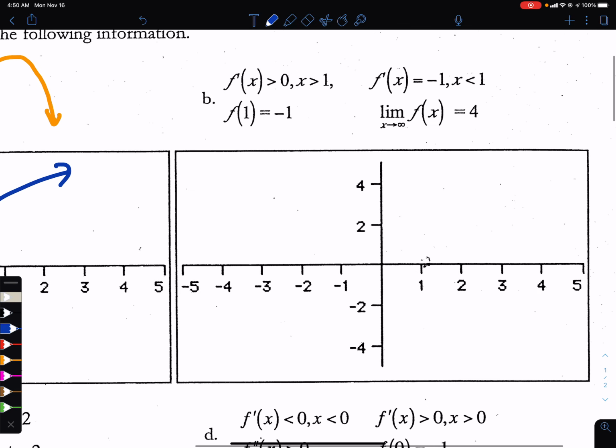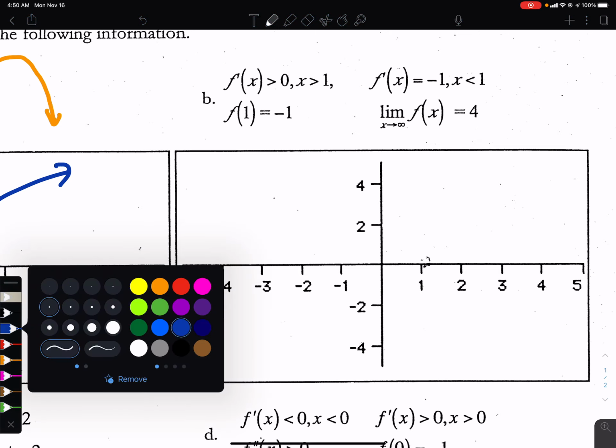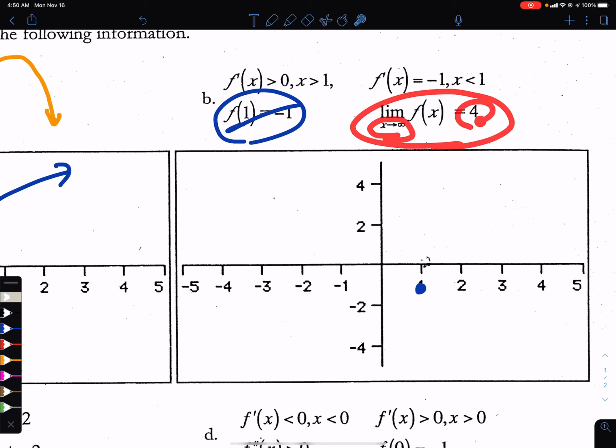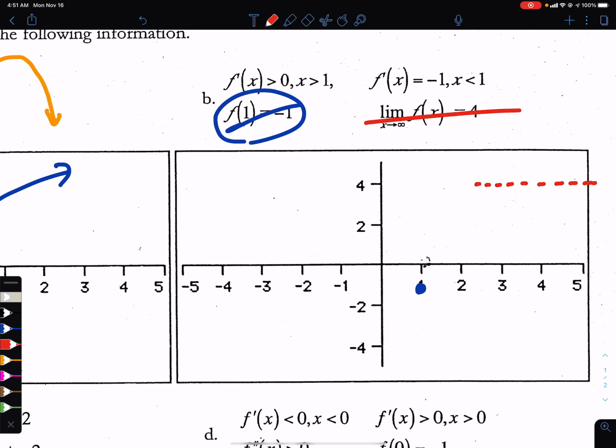Let's do the easy points. 1, -1. I can handle that. Whoa, that's not even close. Maybe I can handle that. 1, -1 is about there. So I've taken care of that. What does this tell me? This says as I move to the right, it approaches 4. That's telling us we have a horizontal asymptote to the right at 4. That takes care of that.